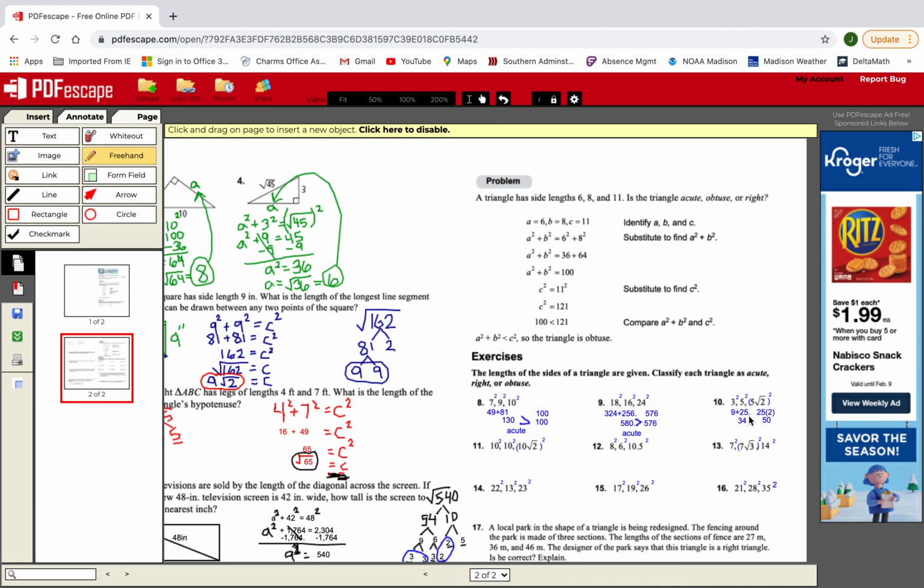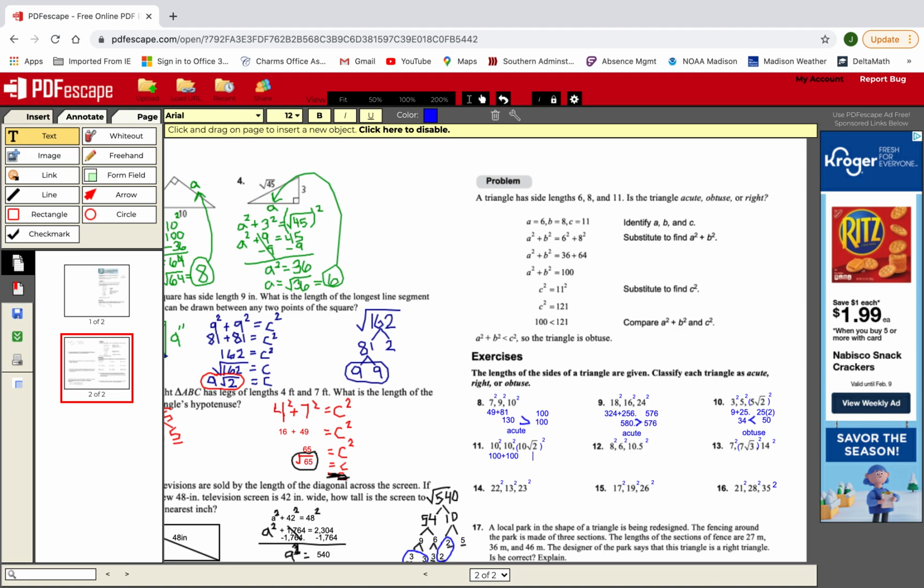Our a squared plus b squared is actually smaller this time. And our c squared, which is 50, is bigger. So since it's bigger, that means we have an obtuse triangle here. Obtuse.